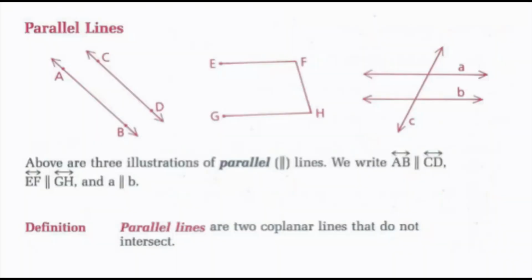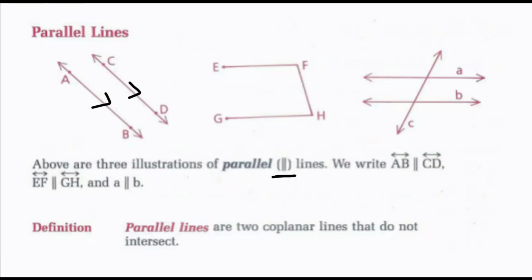Lastly, we'll look at parallel lines. So I have 3 diagrams of different parallel lines. We have AB parallel to CD, EF parallel to GH, and line A parallel to line B. Now this symbol here, two vertical lines, is how I describe parallel lines. That's the symbol for parallel lines. In a diagram, if I have two arrows somewhere on my lines, that would also show parallel lines. So my definition of parallel lines are two lines that do not intersect. So they're lines that will never touch.